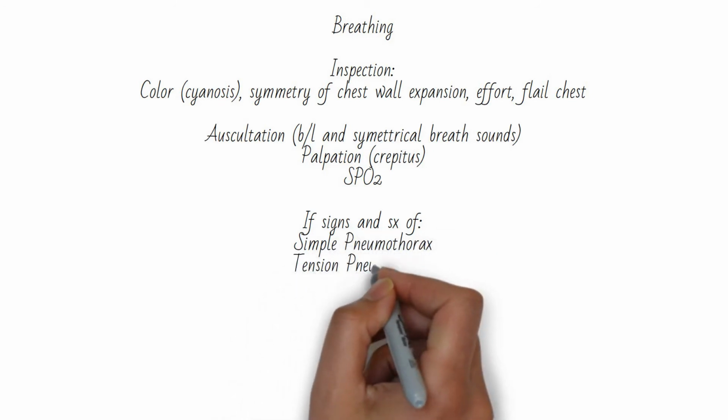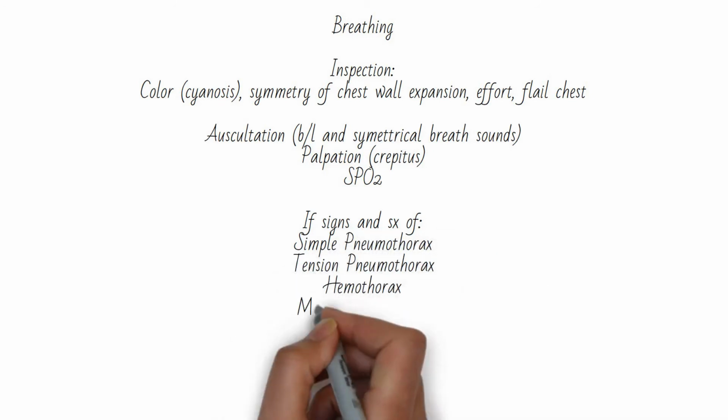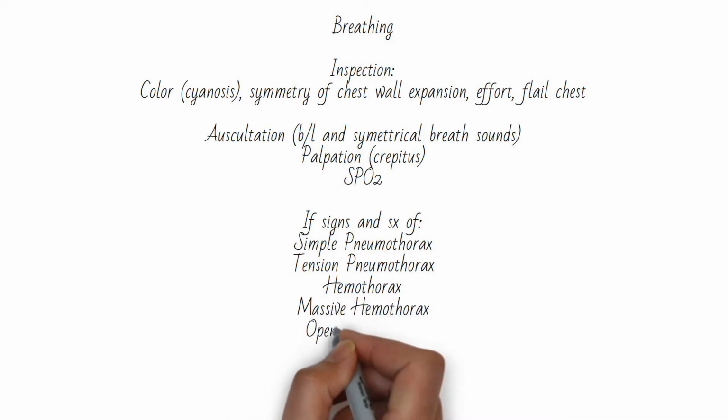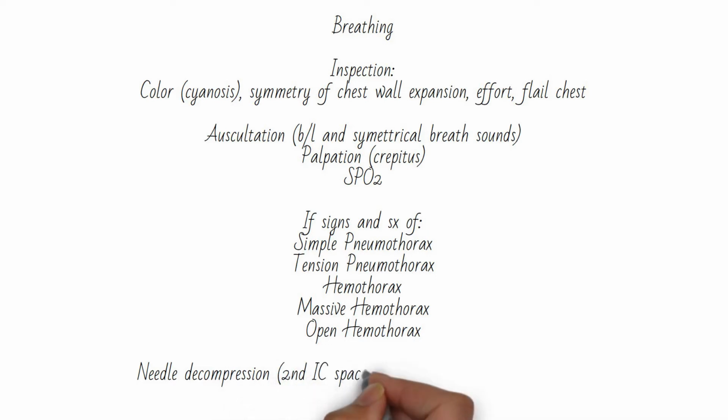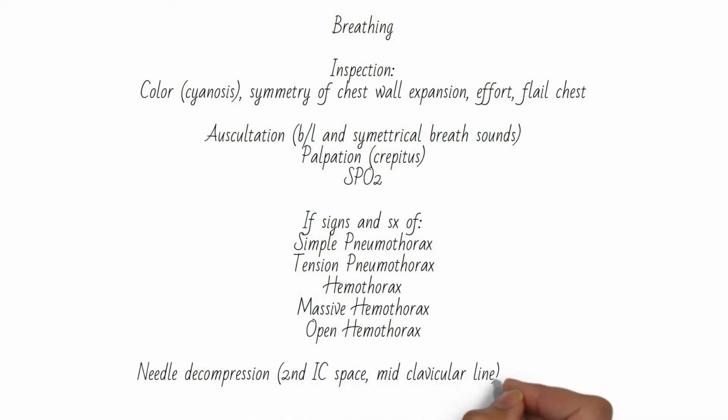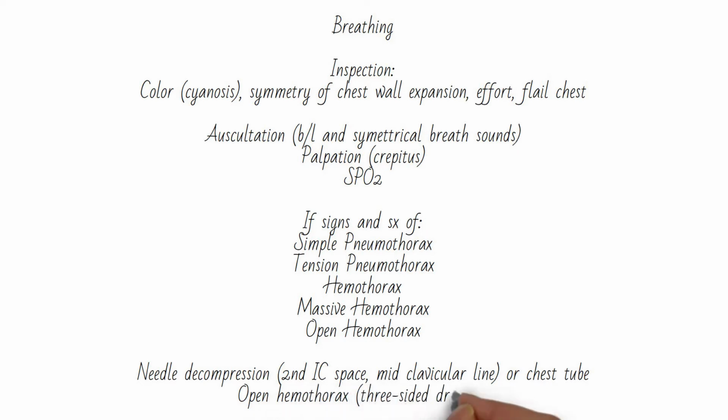If they have signs and symptoms of a tension or a simple pneumothorax or hemothorax, perform needle decompression in the second intercostal space at the mid-clavicular line. In real life, you may just go straight to a chest tube. For an open hemothorax, apply a three-sided dressing that allows for flow of air out, but not in.